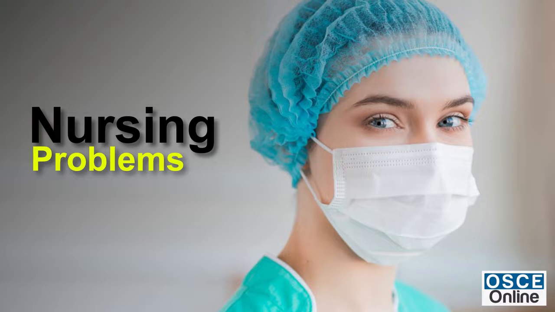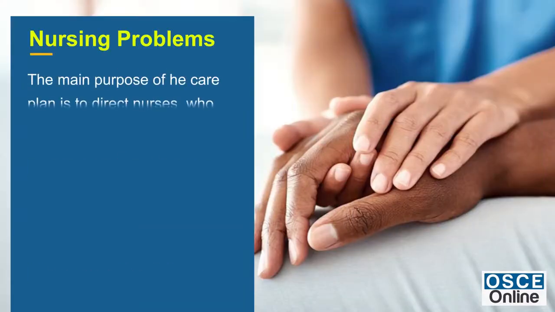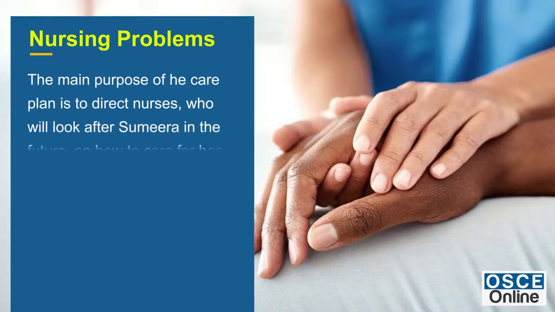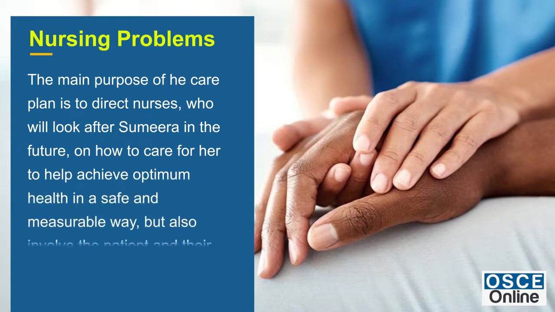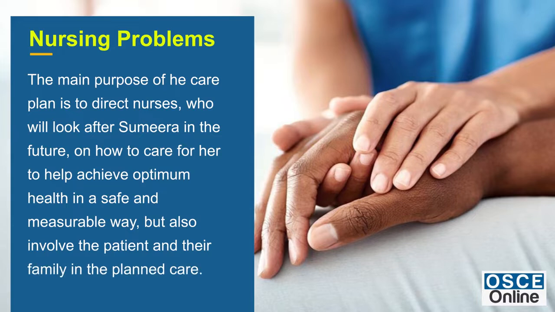nursing problems. The main purpose of the care plan is to direct nurses who will look after Sumira in the future on how to care for her to help achieve optimum health in a safe and measurable way, but also involve the patient and their family in the planned care.